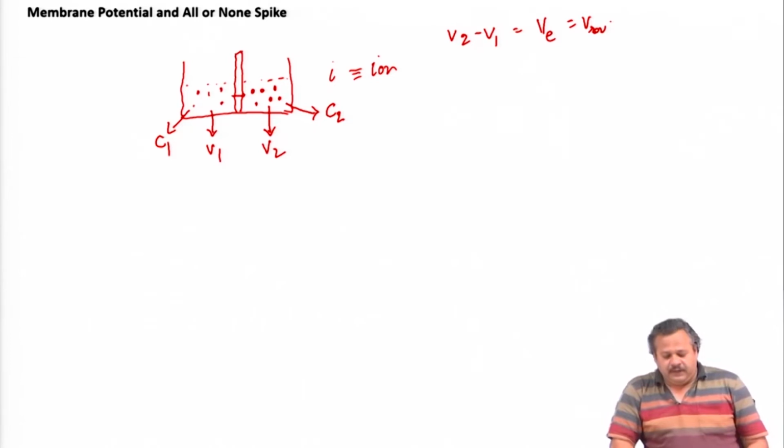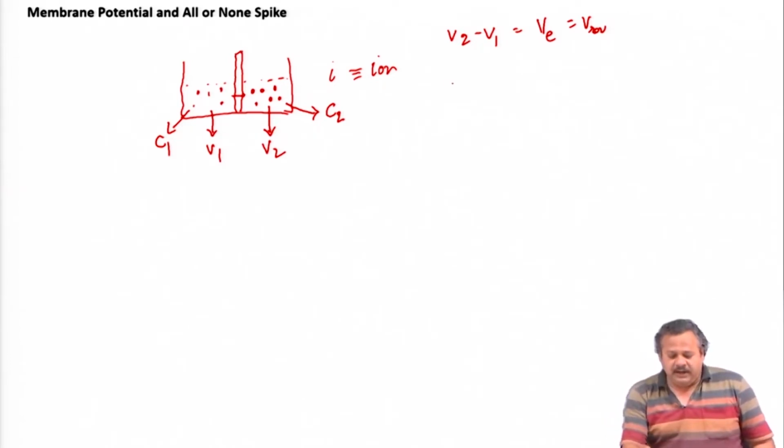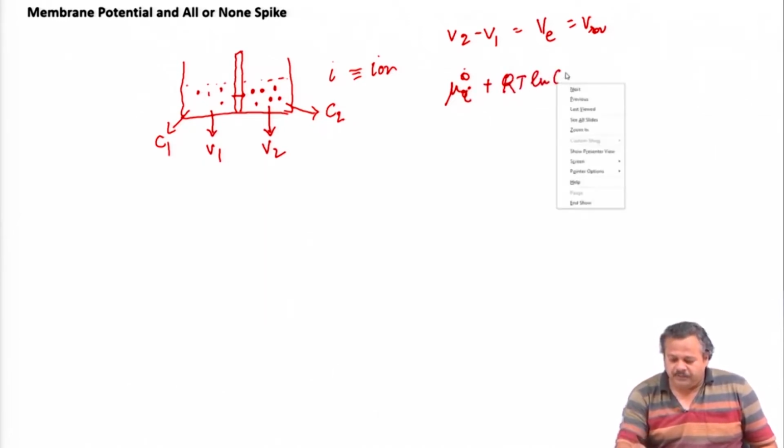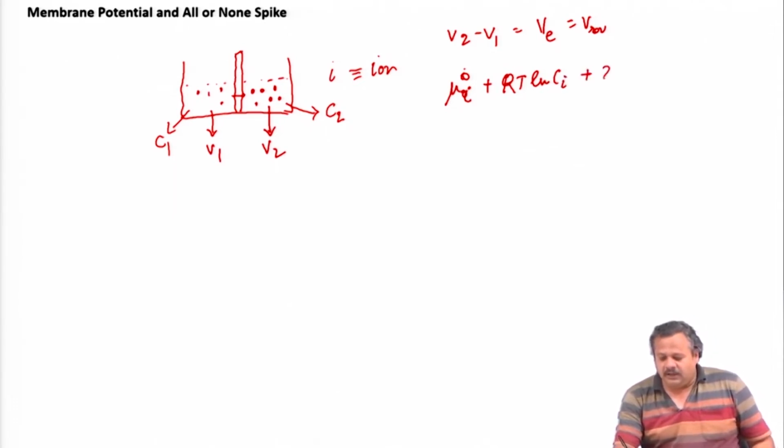So, if we think of it in this way, the total electrochemical potential on the left hand side, if we write it as mu I, is mu I 0 plus RT log C I plus Z F V I.